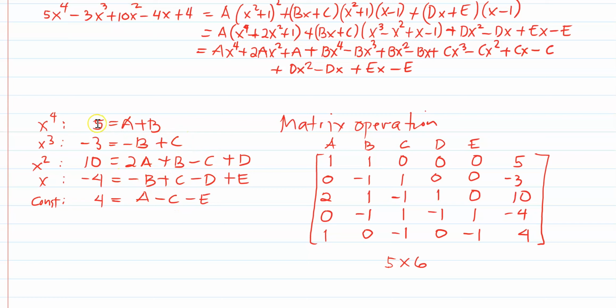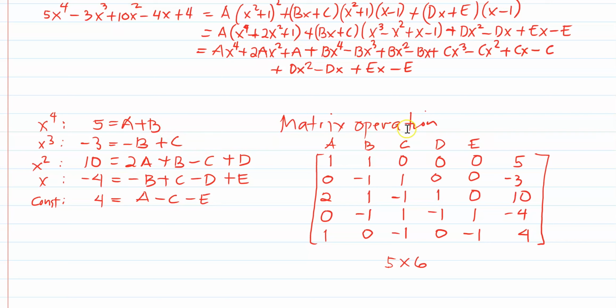Our equation 1 is 5 equals a plus b. Our equation 2 is negative 3 equals negative b plus c. Our equation 3 is 10 equals 2a plus b minus c plus d. Our equation 4 is negative 4 equals negative b plus c minus d plus e. And our last equation is 4 equals a minus c minus e. Now to solve these 5 equations with 5 unknowns, we will use matrix operation.